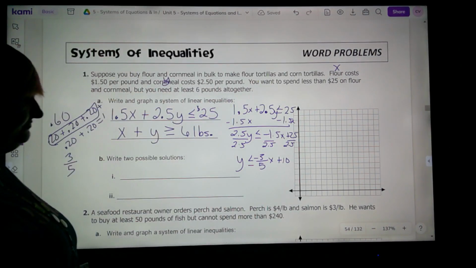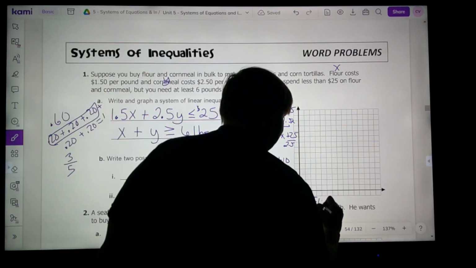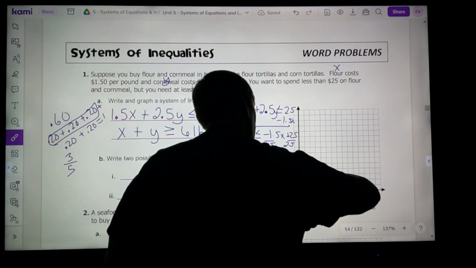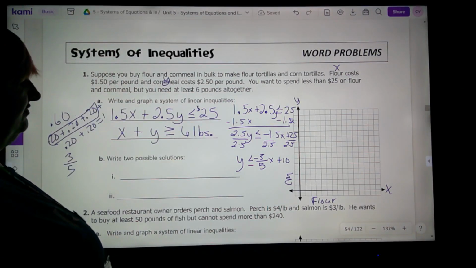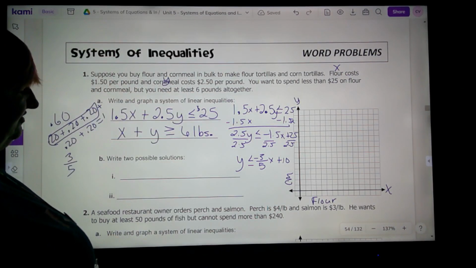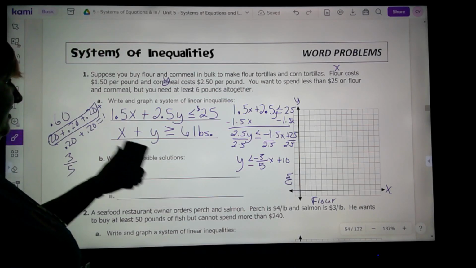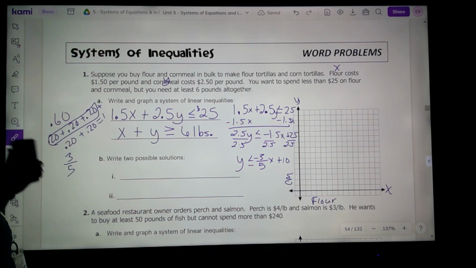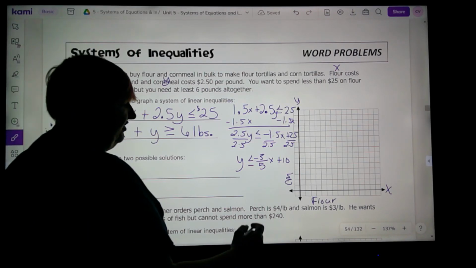We can graph that now. So our x we said was our flour, and our y is our cornmeal. So let's graph it. Decimals mean it's easier to use the fraction. Use the calculator, but then you're going to have to figure out the equivalent of the decimal as a fraction, because it needs to be rise over run. We need to work on equivalence.